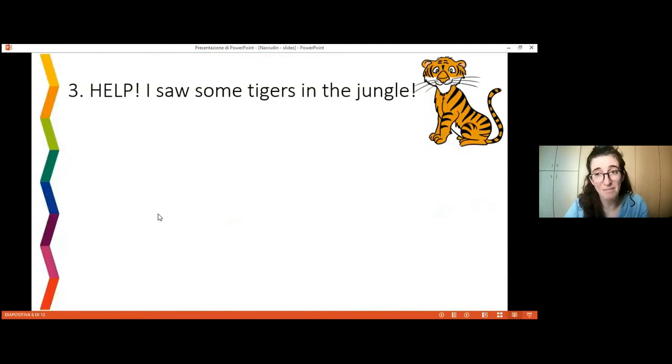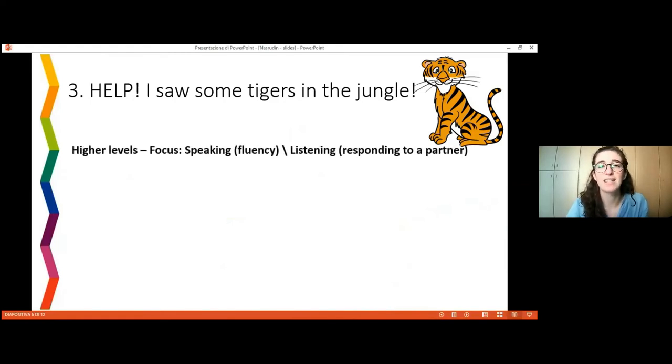So if you remember, Nasrudin saw a couple of tigers in the jungle. And the activity I decided to choose for this part is a speaking activity that focuses on fluency and also develops some listening skills, in particular responding to a partner, because they have to listen and respond to what their partner says.